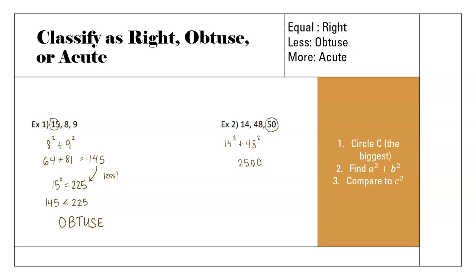And then I'm going to compare that to c squared, so I'm also going to look at 50 squared, and when I do that math, I also get 2,500. So that means that since 2,500 is equal to 2,500, this is a right triangle. So that's how you classify triangles.